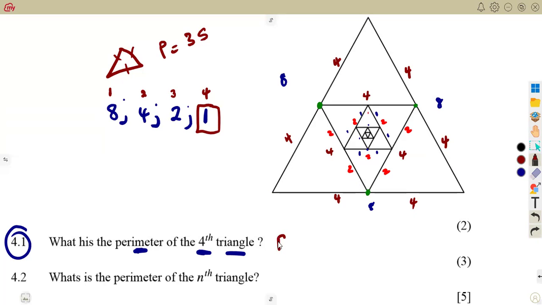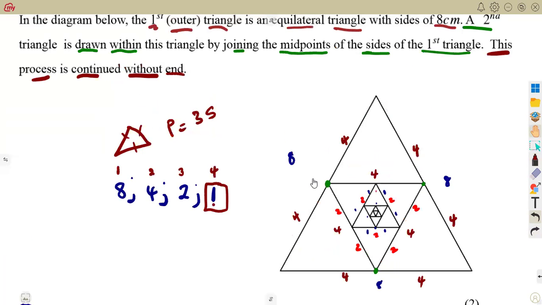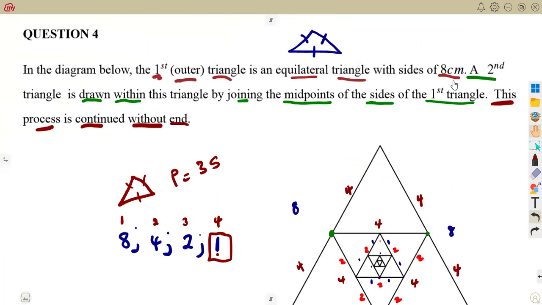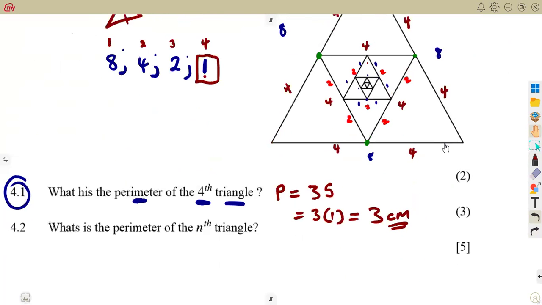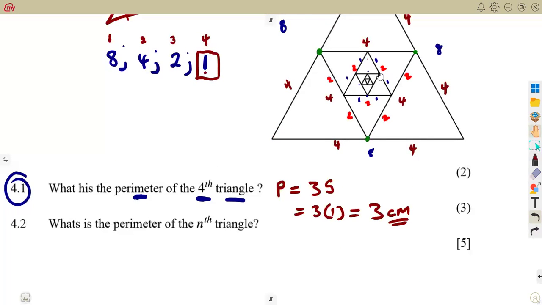Therefore, the perimeter is 3 times one side. So it's 3 times the length, which is 1 centimeter. 3 times 1 gives us 3 centimeters. Remember, the units are in centimeters. So that is the perimeter of the fourth triangle as you enter inside: a length of 1 centimeter times 3. Then the other question is, what is the perimeter of the nth triangle?